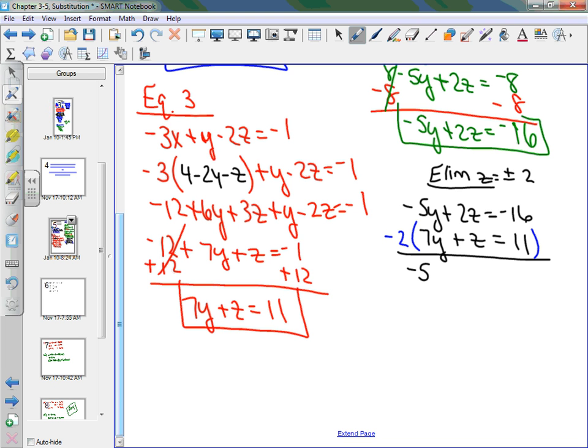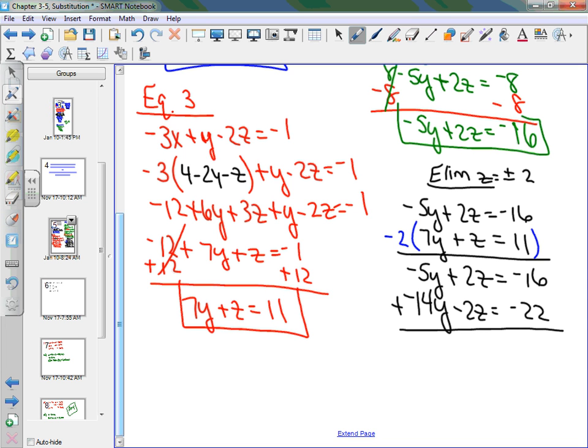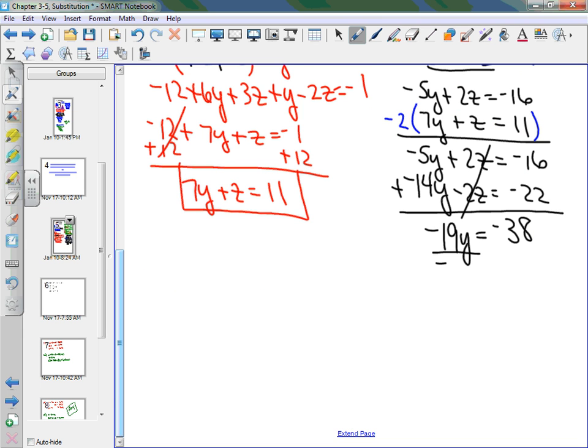So I recopy the negative 5y plus 2z is equal to negative 16. I distribute this one right here. And then I add straight down. So this is going to be negative 19y is equal to negative 38. Now what? Divide by negative 19, and y is equal to 2.